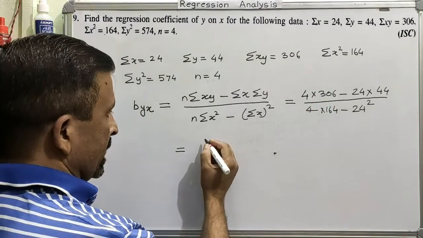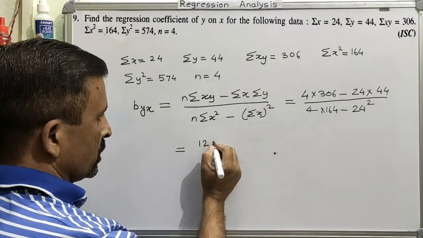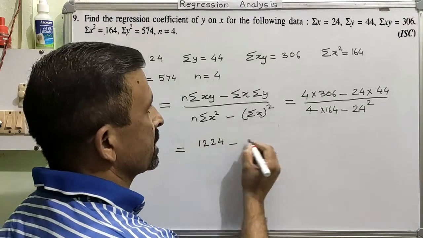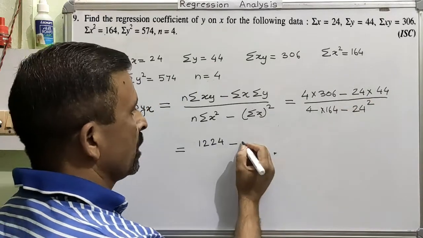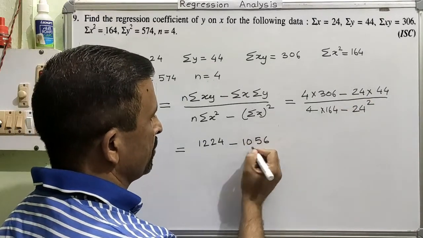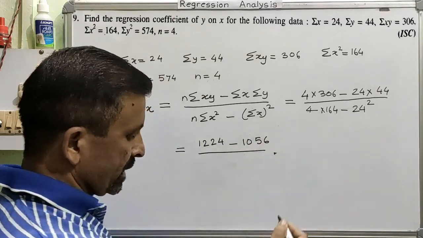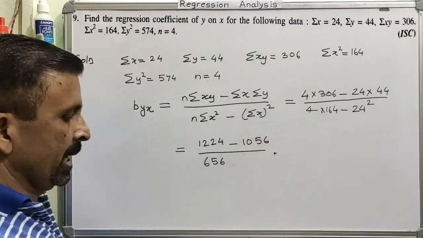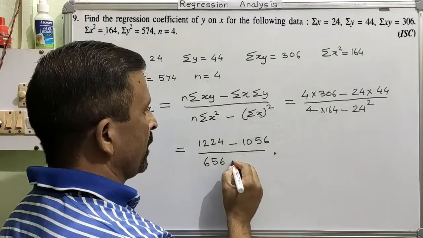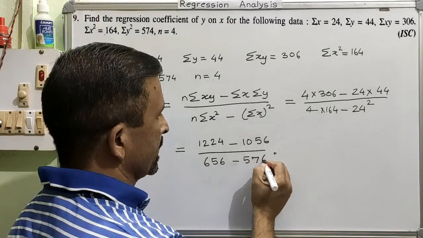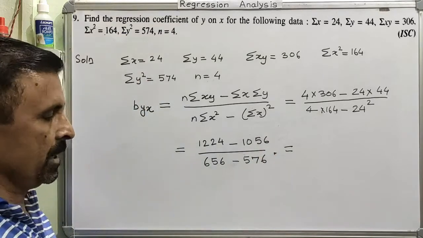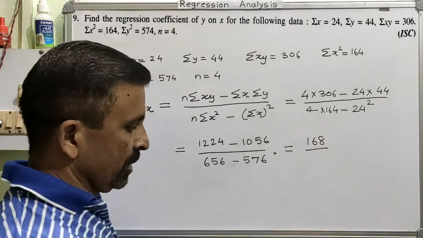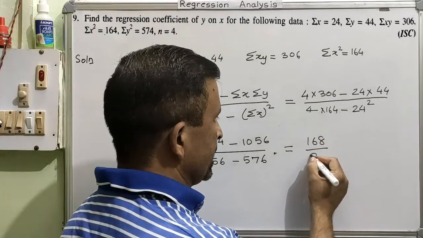So 4 into 306 is equal to 1224. Is this very clear? Then minus 24 into 44 is 1056, divided by 4 into 164 is 656. Am I clear? And then 24 square means 576. Now find the difference of these two, and the difference of these two will come 168, and the difference of the denominator will come 80.